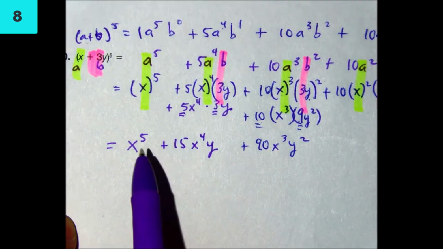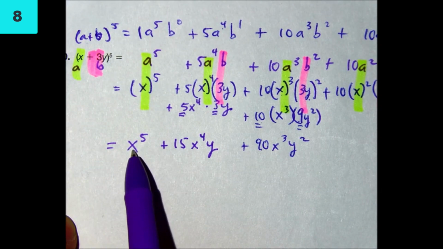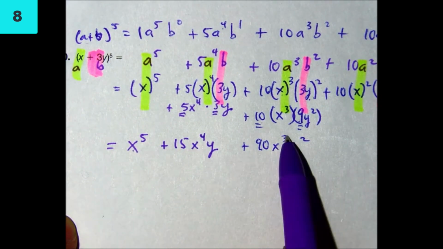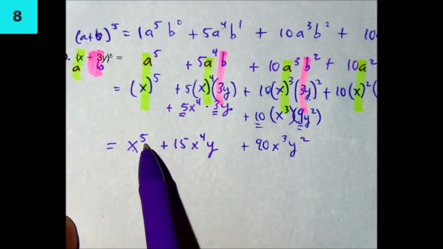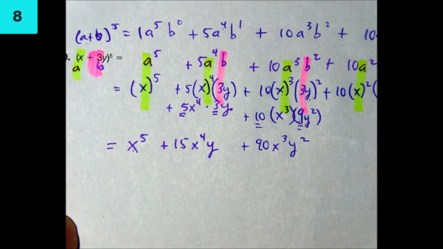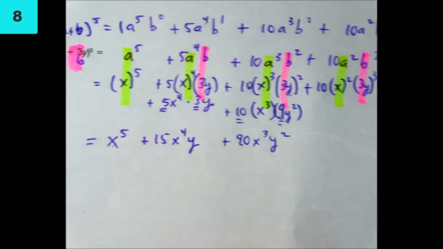Now, notice that my x's are still descending or going down, and my y values are ascending or going up. Y to 0, y to the first, y to the second. See that? Let's try another one.